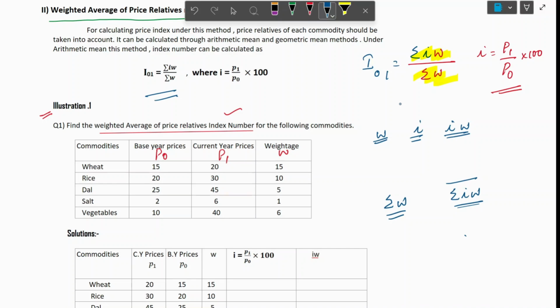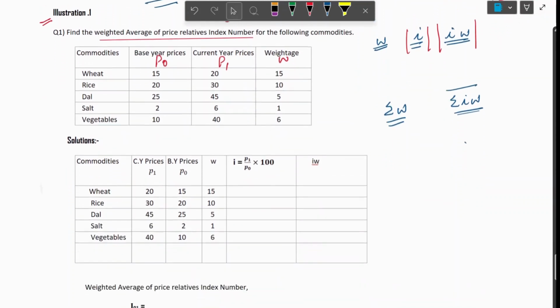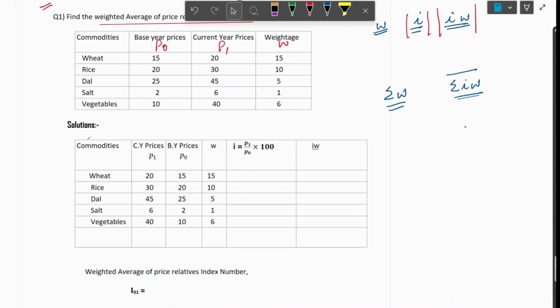Therefore, how many extra columns are you going to make? Actually, two extra columns: one is I and another is IW. From the question, how many columns are there? 4. Therefore, 4 plus 2, that is a 6 column table you are going to consider for the answer. That is the first step, the table: commodity, price P1, P0, W, then I and IW. Then summation of IW and also summation of W you need to calculate. Then your table is ready.